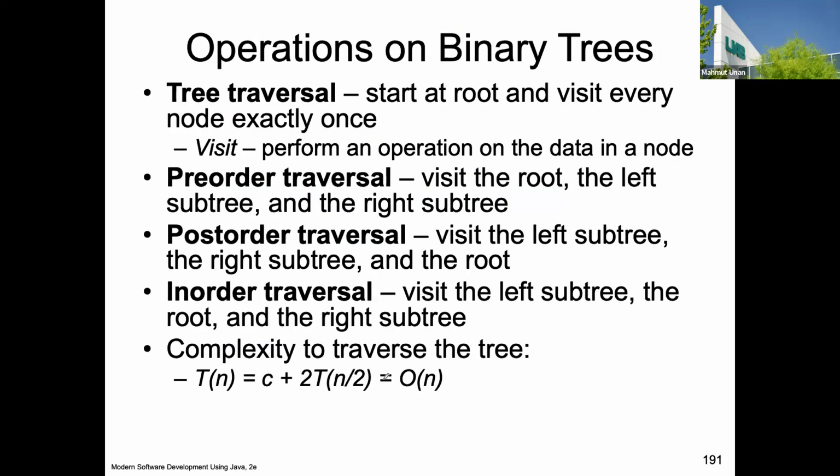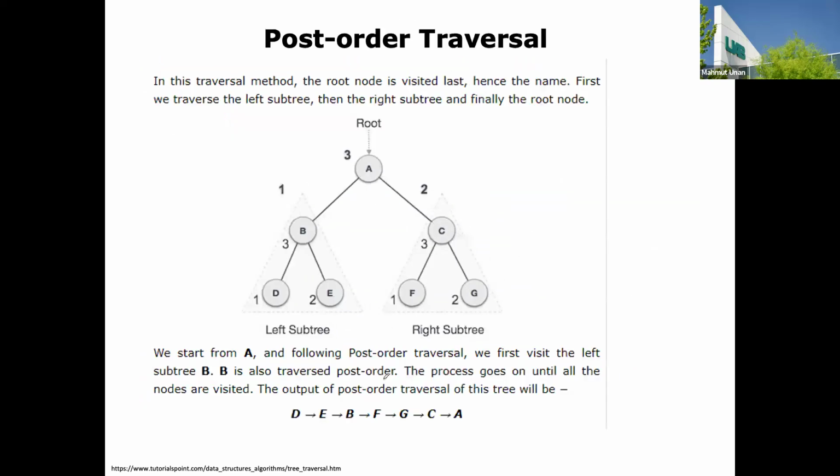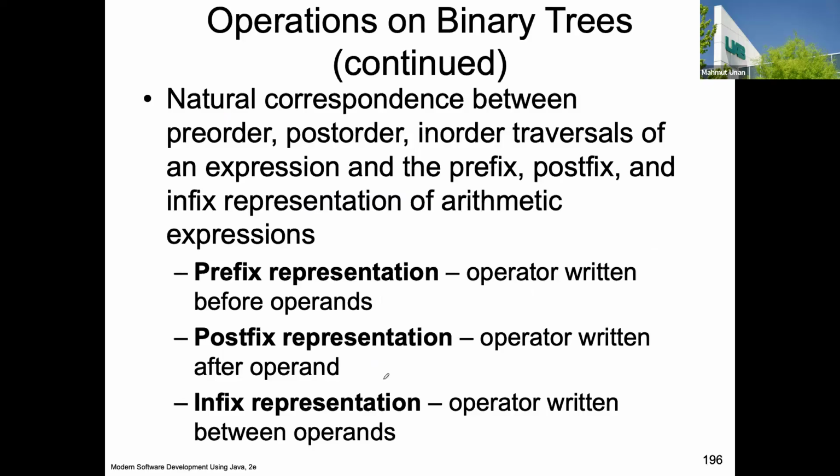Tree traversal: pre-order, root, left, right; post-order, left, right, root; in-order, left, root, right. What is the time complexity of traversal? It is always O(n) because you are visiting every single element one time. It doesn't matter which order. So traversal is going to be important.